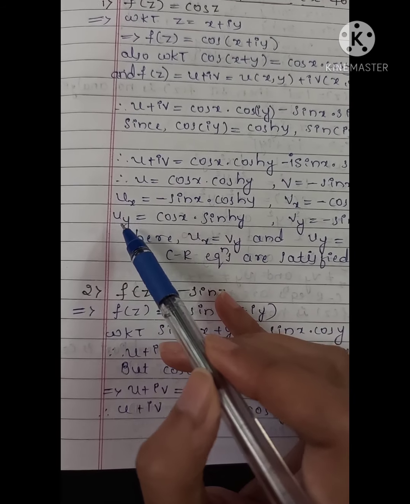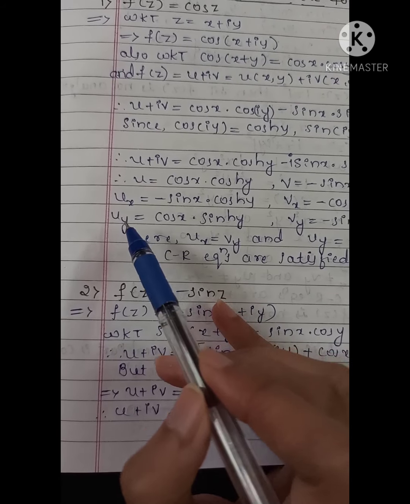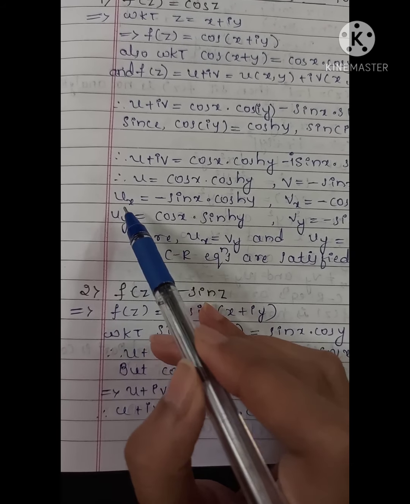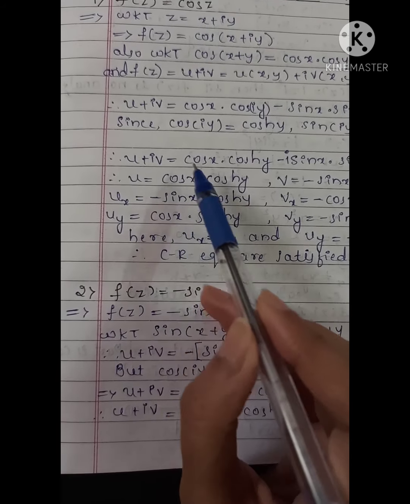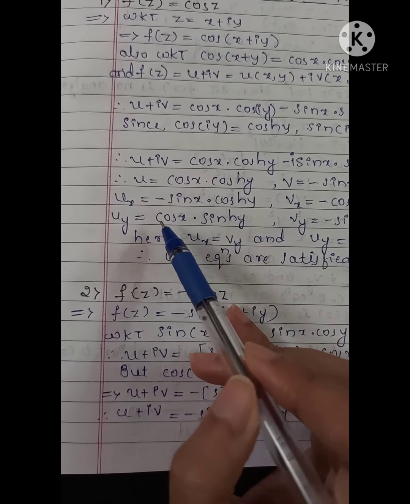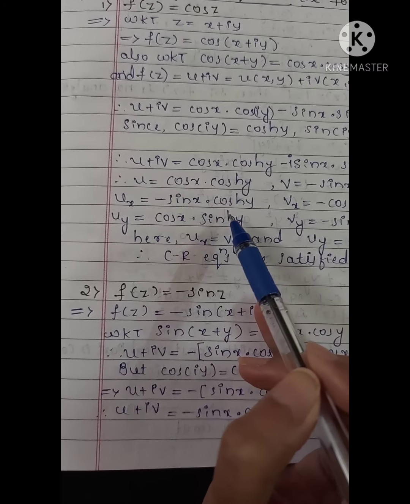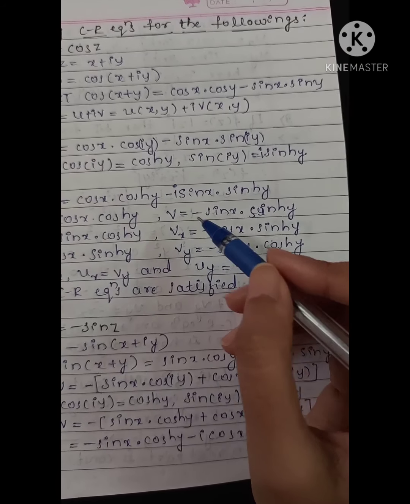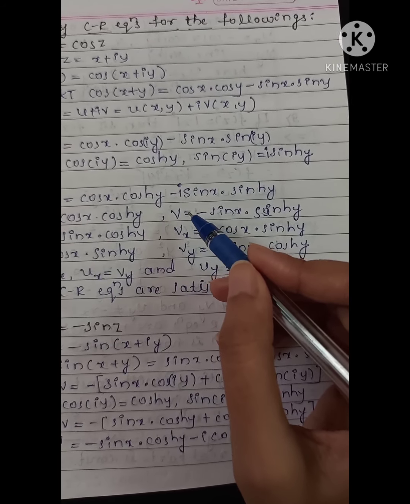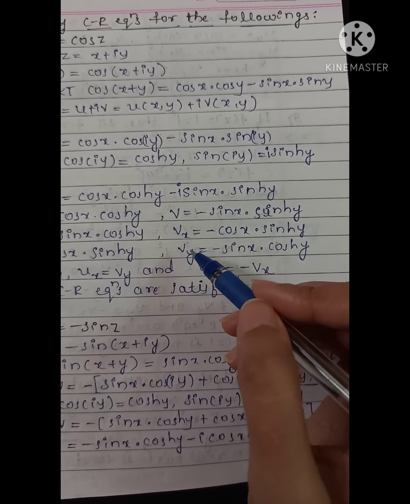Differentiation of u with respect to y partially is denoted as ∂u/∂y, which is equal to uy. Here cos x is treated as the constant. Keep it as it is. Differentiation of cos hyperbolic y is sin hyperbolic y. Now we have to differentiate v with respect to x as well as y partially.